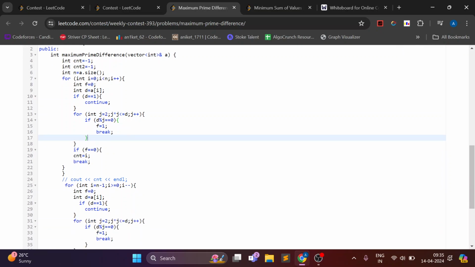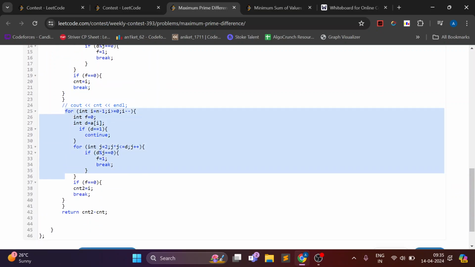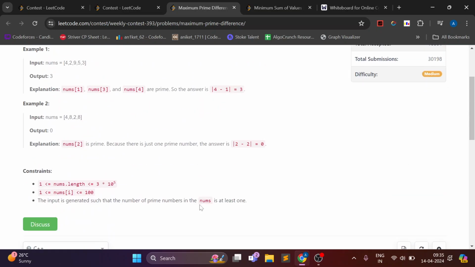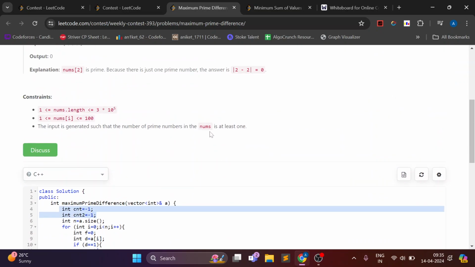If the current number is prime, then I will store that index in CNT and break. Similarly, I'm doing this from the right side and finally returning CNT2 minus CNT. So CNT2 is the rightmost index, CNT is the leftmost index. Now we don't have to worry about when both of them are minus 1, because there is no such condition where there are no prime numbers in the array.